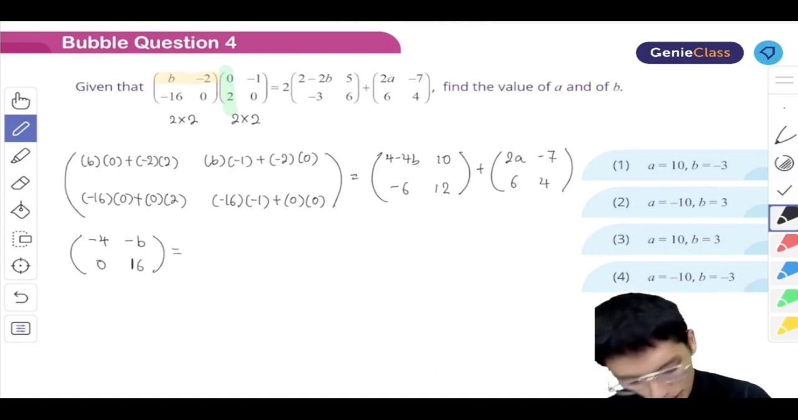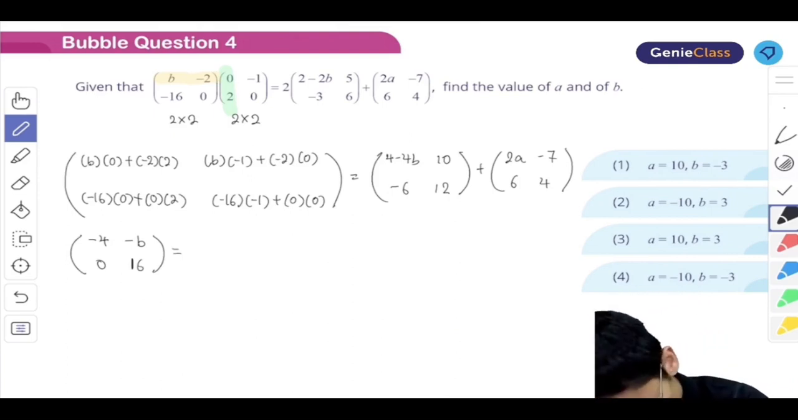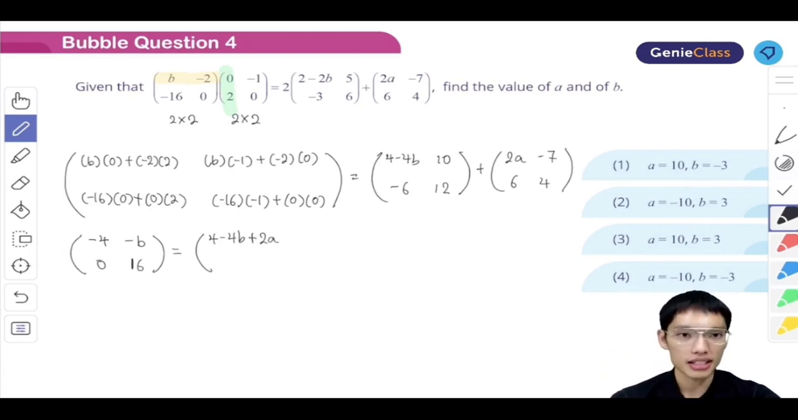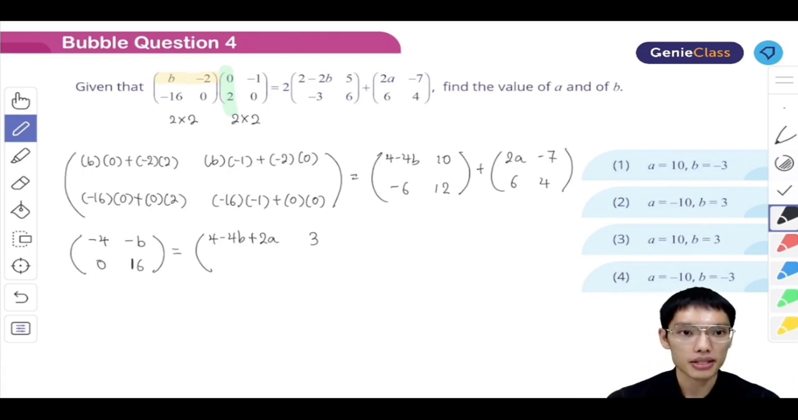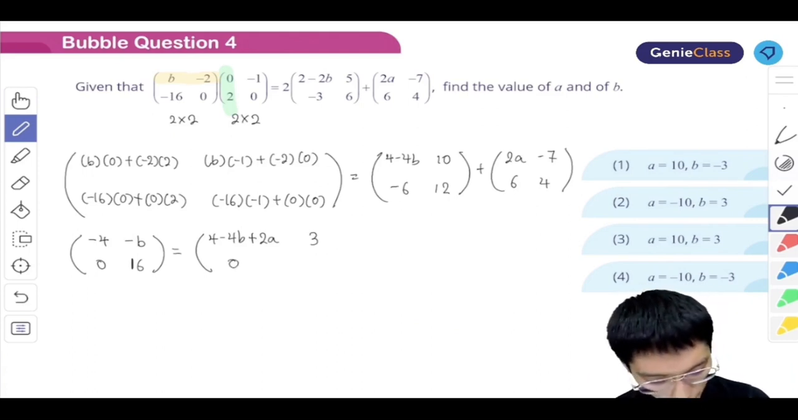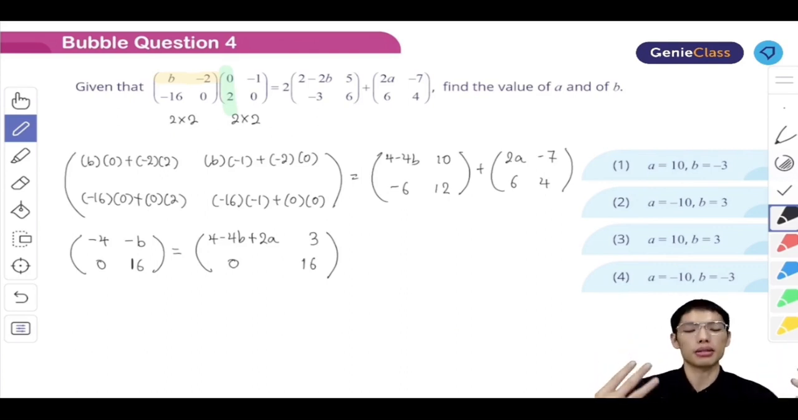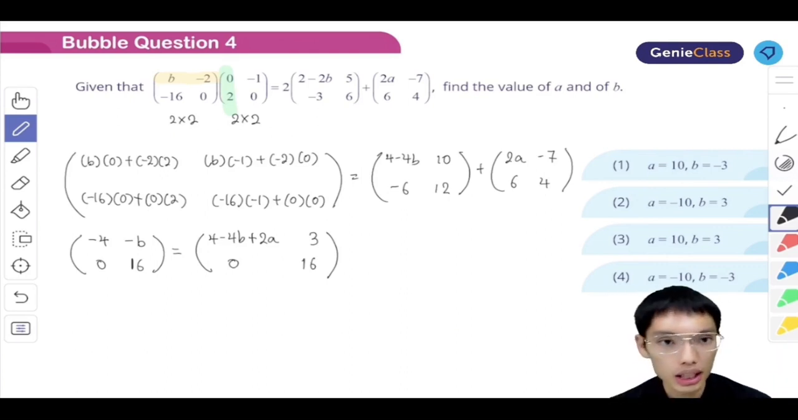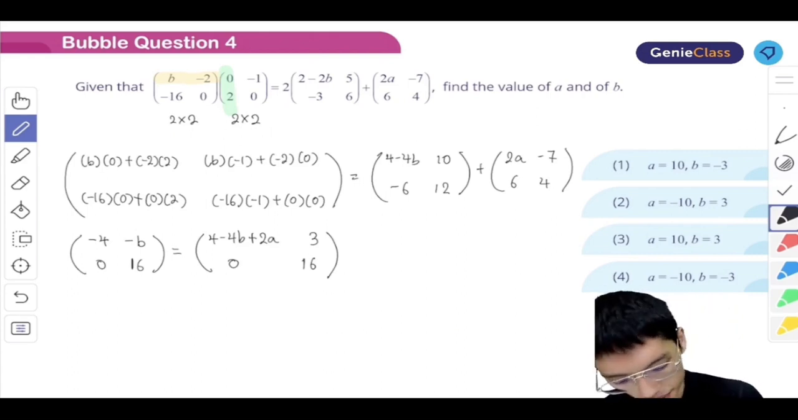What is this equals to? We add them on the right hand side. It's where we have 4 minus 4b plus 2a. It's going to be other side 10 minus 7, 3, minus 6 plus 6, 0, and in this case 12 plus 4, 16. Simplify a little bit more, make it easier for your side. Okay? Or in fact, we don't really have to simplify more, because that's what we have over here.